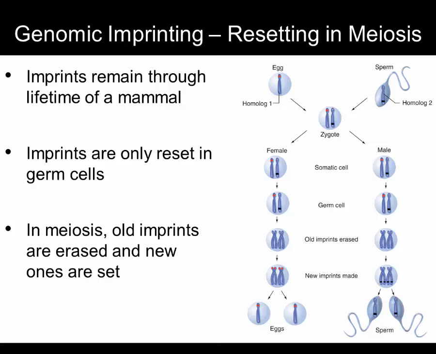In meiosis, the old methylation pattern is erased, and the new pattern is set. So a woman will inherit a set of chromosomes with maternal imprints from her mother, and a set with paternal imprints from her father. But in meiosis, everything is reset, and then all chromosomes get the maternal pattern. And in a similar way, when sperm is produced, the imprints are erased, and then given the paternal pattern.